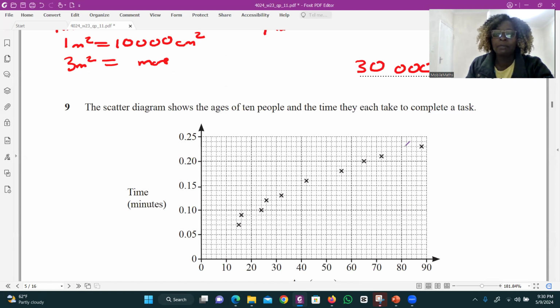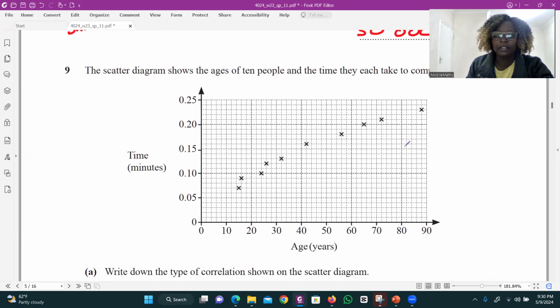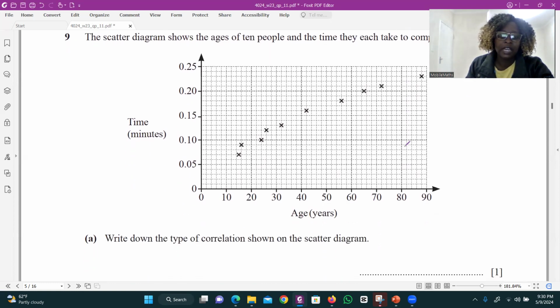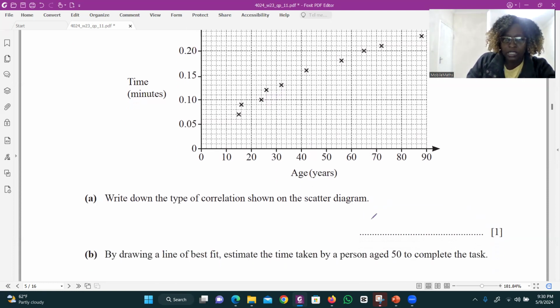Okay. Now, on this question, they are saying the scatter diagram shows the ages of 10 people and the time they each take to complete a task. Then write down the type of correlation shown on the scatter diagram. It's a line that is going up like this, which is positive. If it was going down, it would be negative. So we can say it is a positive correlation, okay?